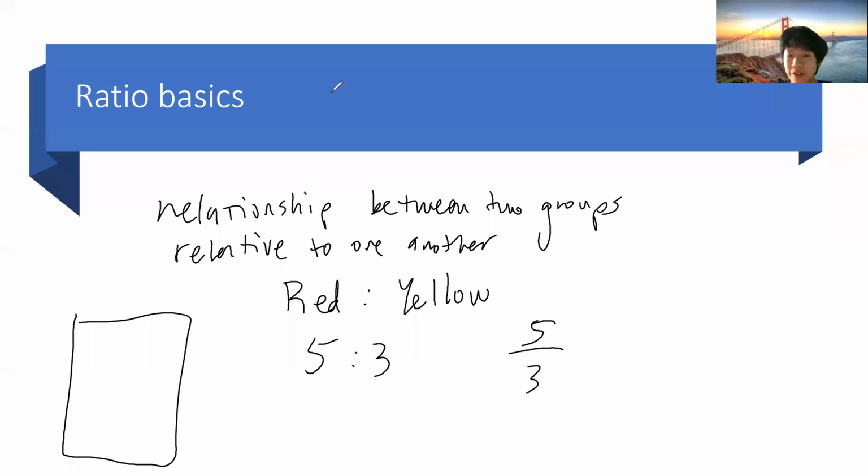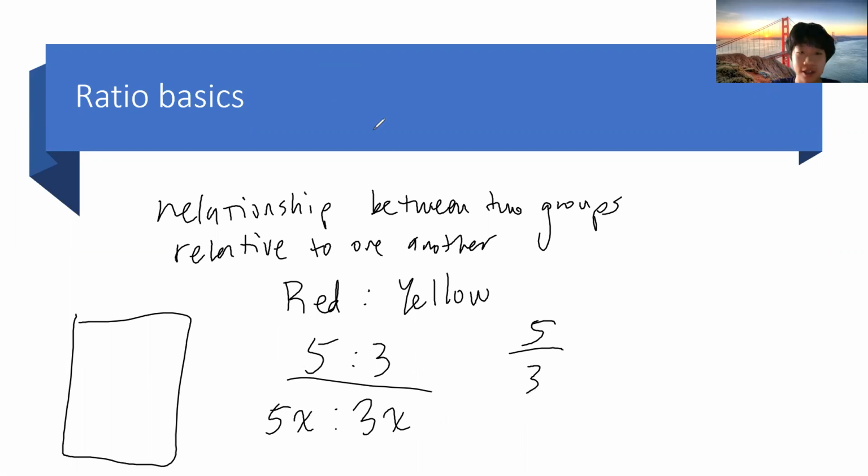This ratio means that for every 5 red balls in this jar, there are 3 yellow balls. So if the number of red balls is 5x for some x, then the number of yellow balls is 3x. But the problem with ratios is we don't know exactly how many there are. This ratio doesn't mean that there are 5 red balls and 3 yellow balls. It's just the proportion between them.